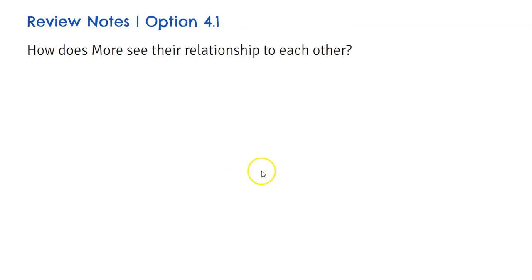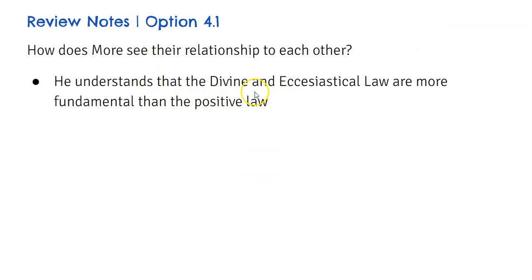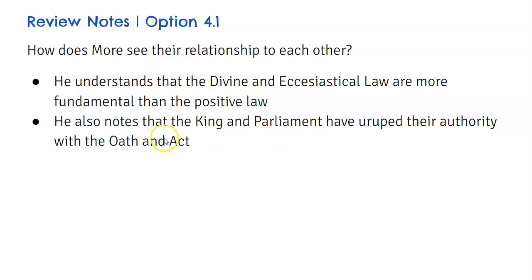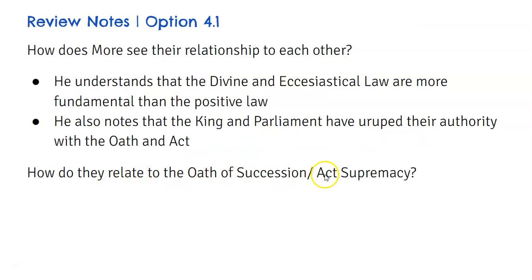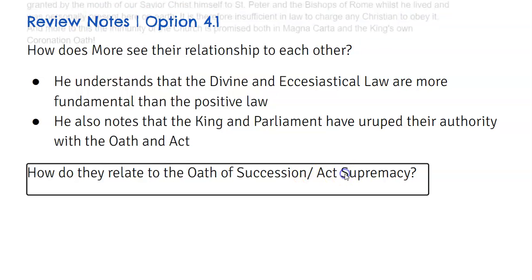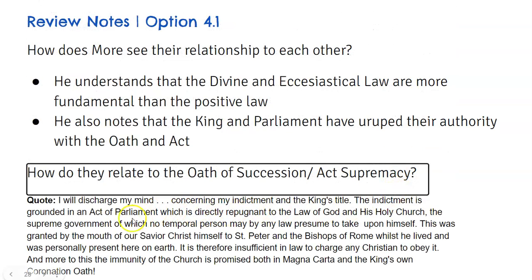So for this one, how does Moore see the relationship? He understands that divine and ecclesial law are more fundamental than British positive law. So he also notes that the king and parliament have usurped their authority with the oath and the act. So how do they relate to the oath of succession and act of supremacy? This is where Moore kind of says his opinion on that.